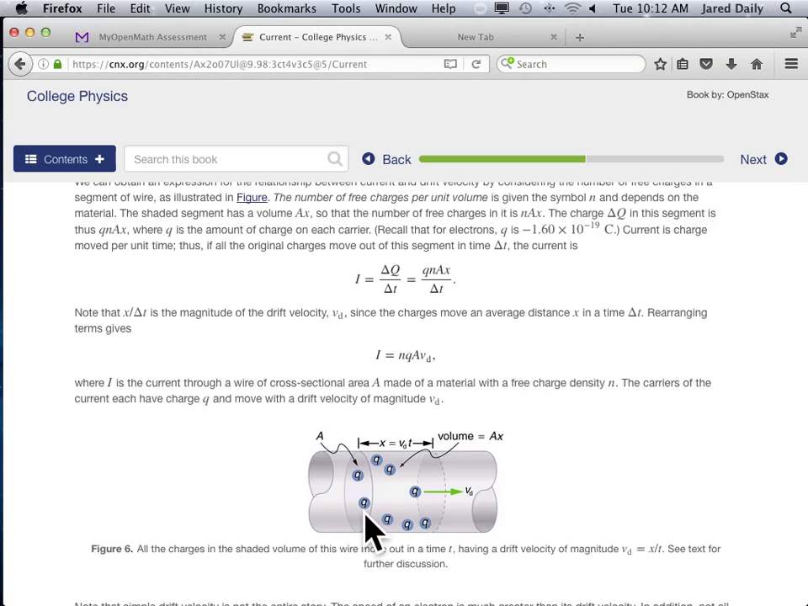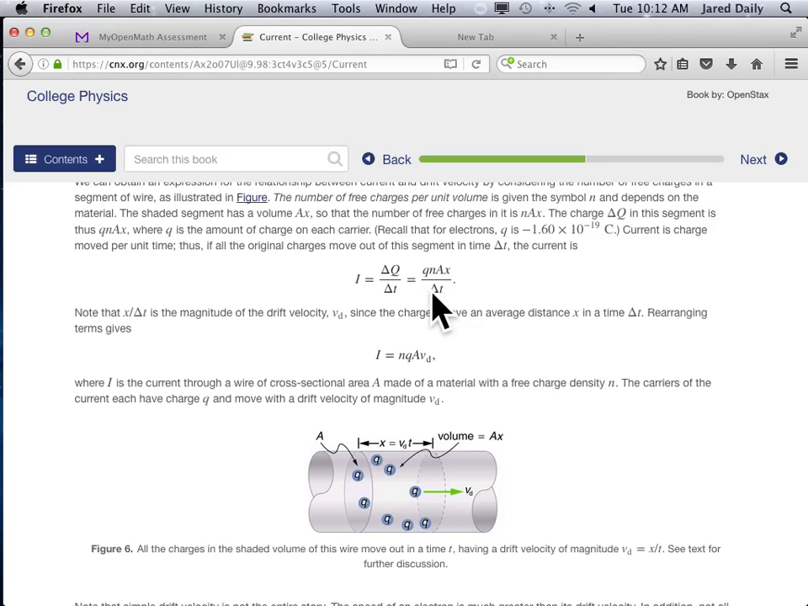So what we're asking is, how do we calculate this change in charge? How do we figure out how many charges are moving through the wire at any given time? Well, you take the number of charges, n, multiply by the cross-sectional area they're moving through, A, then multiply by the distance they move through, x, and then multiply by the charge of each charge. That will give you the total amount of charge passing through.